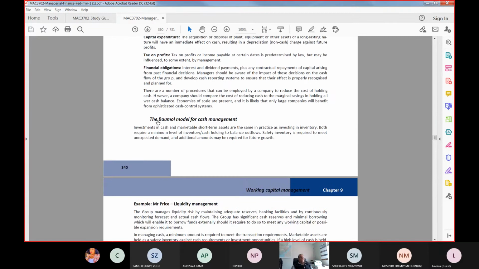This theory, the Baumol model for cash management: investment in cash and marketable short-term assets follows the same practice as investment in inventory. Both require a minimum level of inventory and a holding of cash, balancing outflows. Safety inventories are required to meet unexpected demand. In addition, amounts may be required for future growth.